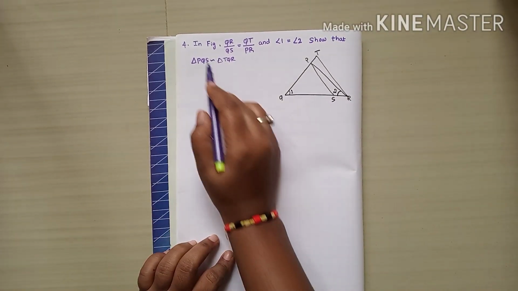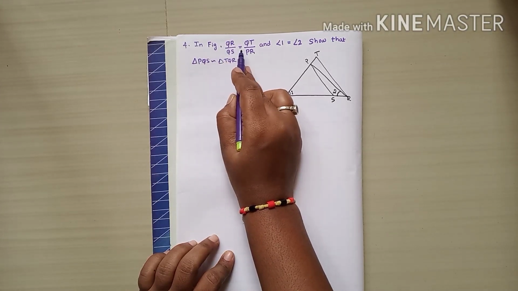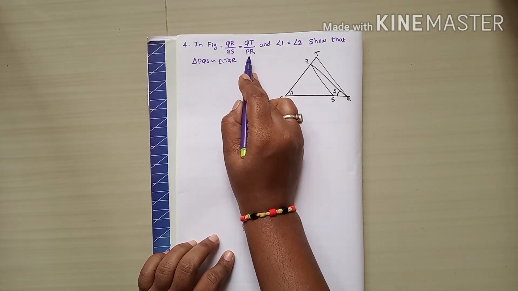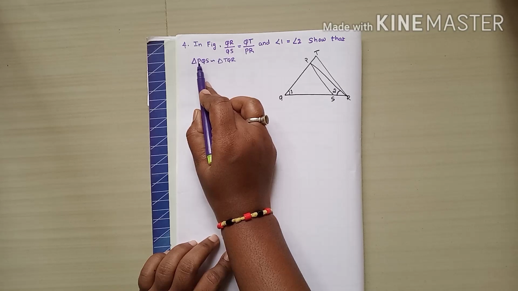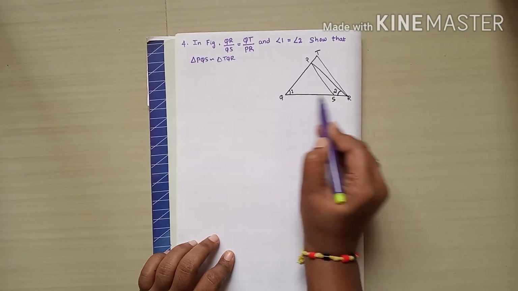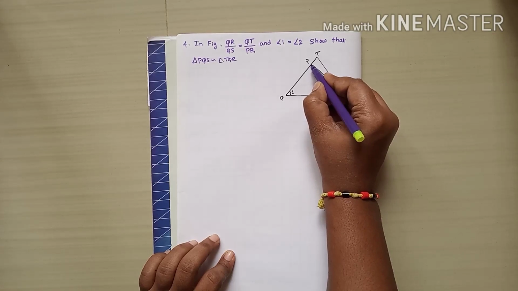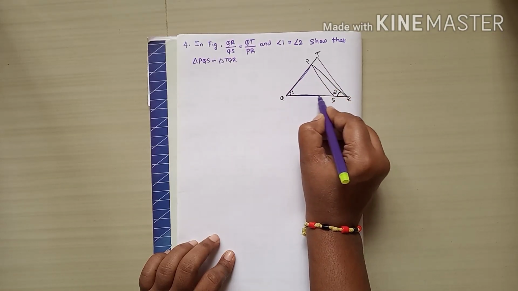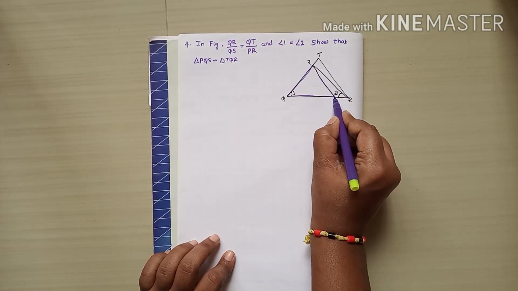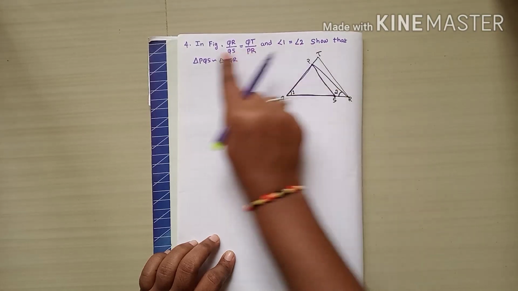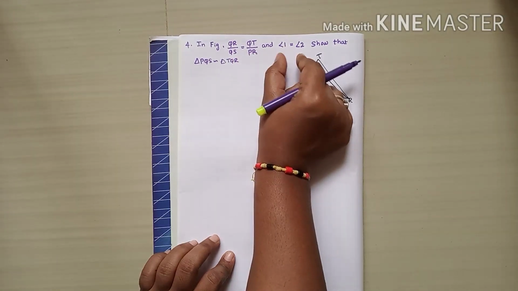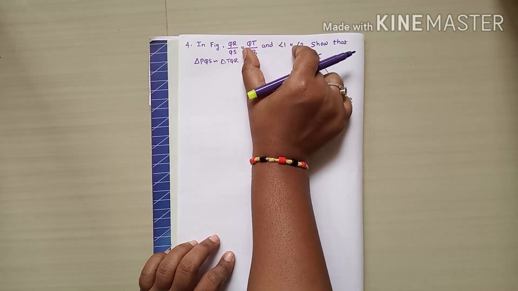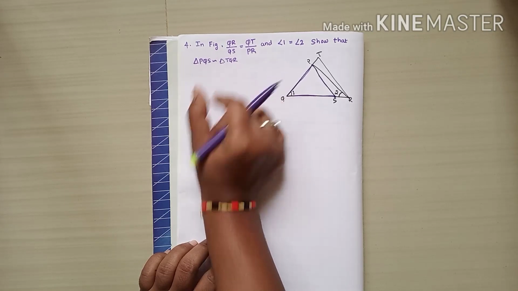See the second sum now. In the figure, QR by QS is equal to QT by PR and angle 1 equals angle 2. Show that triangle PQS, the smaller triangle, is similar to TQR, this bigger triangle. Both the triangles are similar, we want to prove. They have given two things here, one ratio and two angles are equal. By using these two, we want to prove these two triangles are similar.